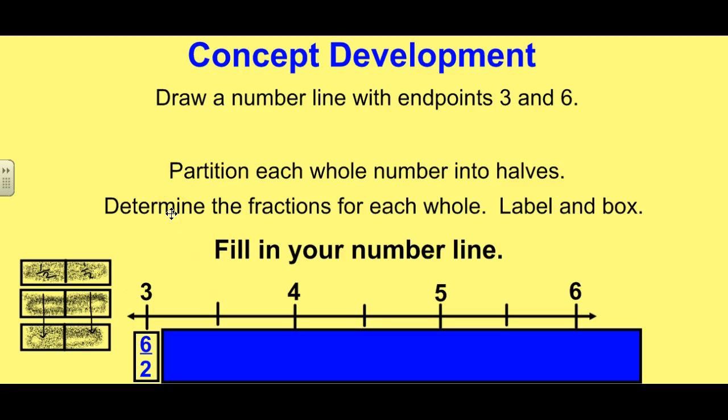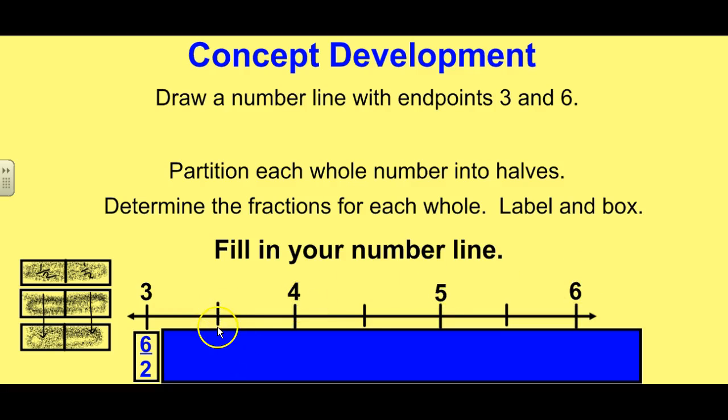Now it says to determine the fractions for each whole. So we have to figure out what fraction is going to be 4 wholes, what fraction is going to be 5 wholes, and what fraction is going to be 6 wholes. And then it says box those. So you're going to just draw a rectangle or a circle around the fractions that go with 4 wholes, 5 wholes, and 6 wholes.